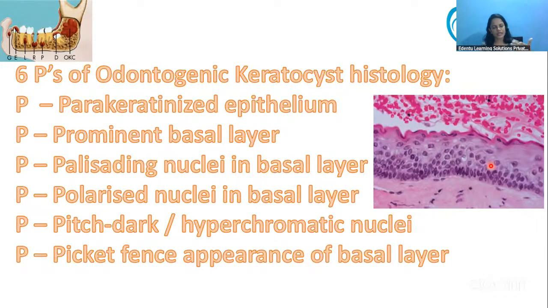Then the nuclei will be polarized. Polarized means they will be placed away from the basement membrane. Then you will have hyperchromatic nuclei, or pitch dark nuclei. You will have a very dark bluish color nuclei. And then the appearance of this basal layer is called the picket fence appearance. So these are the 6 P's of the OKCs. Please remember these 6 P's and make sure that you don't skip any of these P's while writing your answer.